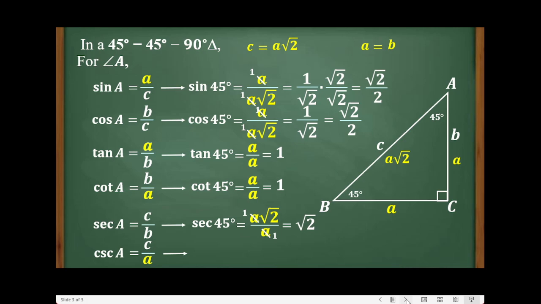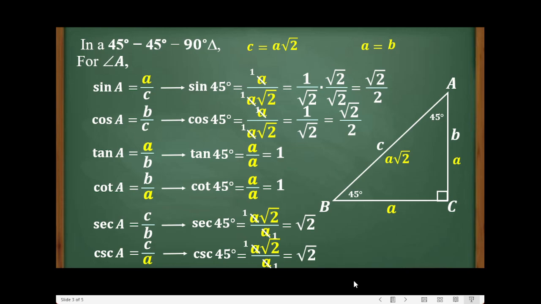And for the cosecant of A, or that is cosecant of 45, C is replaced by its equivalent, we know that is A square root of 2 over A. And the same as the previous one, we can cancel A from numerator and denominator. And what will remain from the value is what? Square root of 2, which is your cosecant 45 degrees.